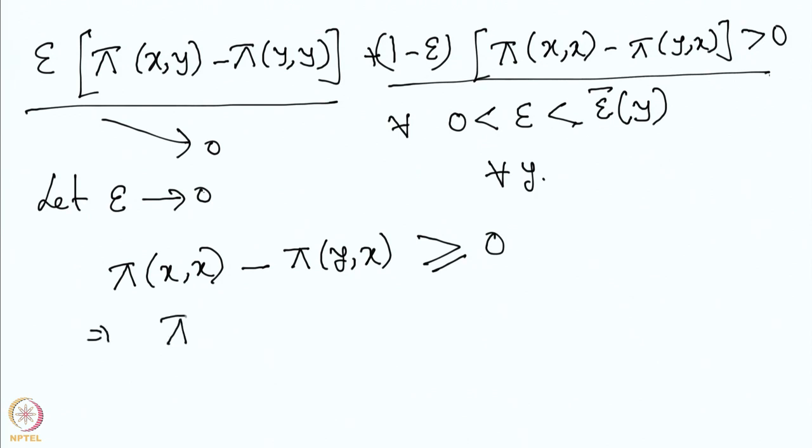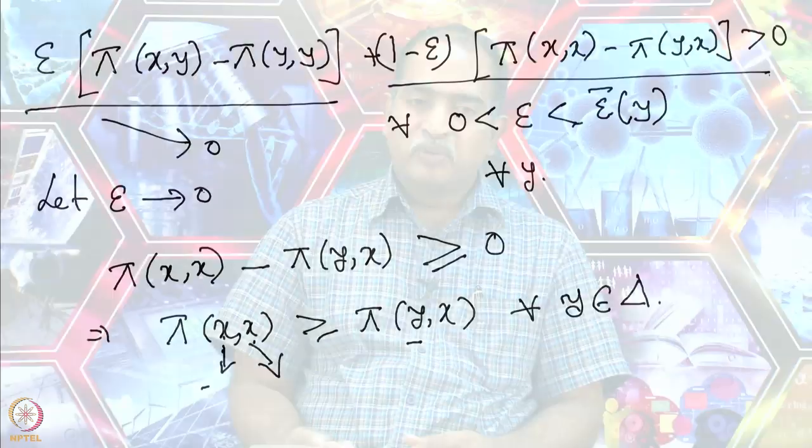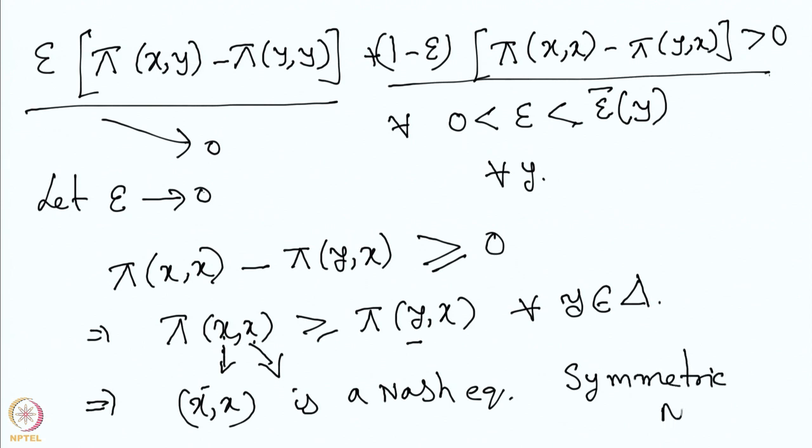So this implies pi x x is greater than or equal to pi y x for each y in delta. Now remember, our game is a symmetric game. Therefore pi x x greater than or equal to pi y x is the payoff that player 1 is getting, and the other player is also going to get the same. So when player 2 fixes x, for player 1 deviating from x to y is not profitable. The unilateral deviation is not profitable, and being a symmetric game, the same thing happens with the other player. This immediately implies x comma x is a Nash equilibrium. In fact, this is a symmetric Nash equilibrium.